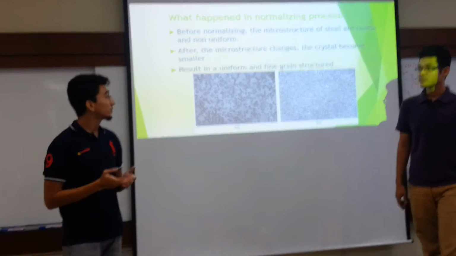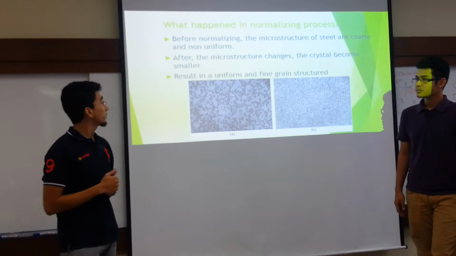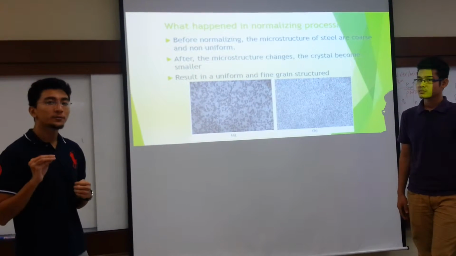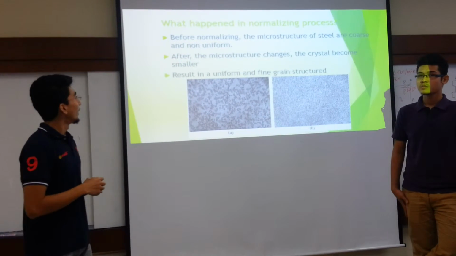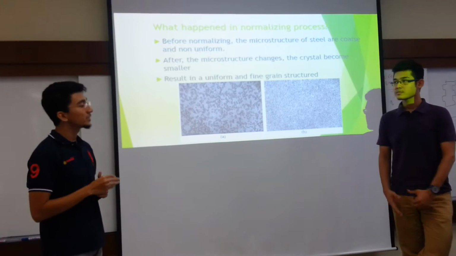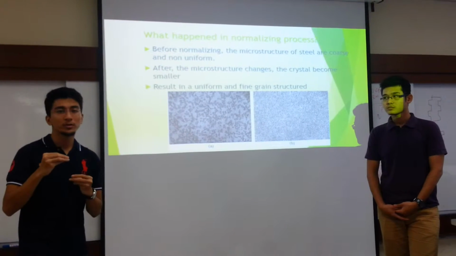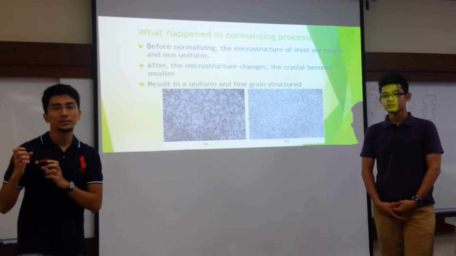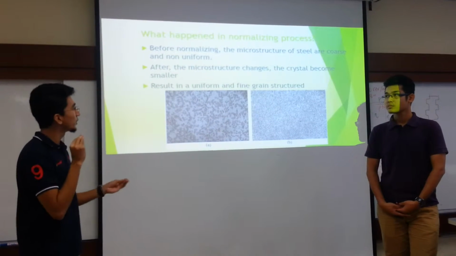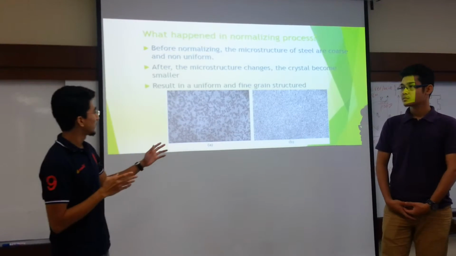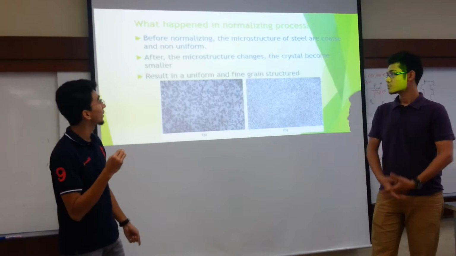Okay, so now what happened in the normalizing process? As we know, before normalizing, the microstructure of steel is coarse and non-uniform. After that, the microstructure changes. The crystals become smaller and smaller over time. As a result, this is the uniform and gray structure. This is the uniform one, and this one is the gray structure after the normalizing happened.